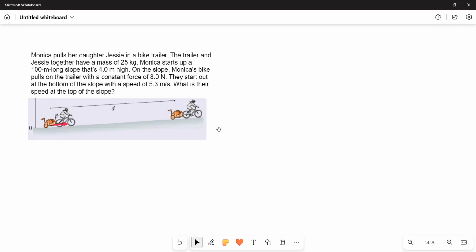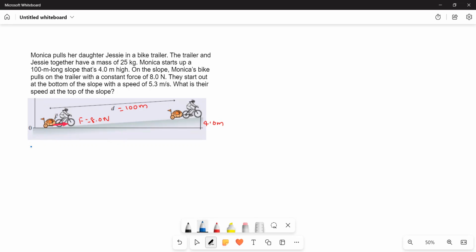Okay, so the value must be 4 meters. This is 4. And then distance is equal to 100 meters. And then the force here is acting in the same direction as the displacement, and it is given as 8 newtons. F is equal to 8 newtons. Okay, and then what else is required? Initial velocity is 5.3 meters per second.